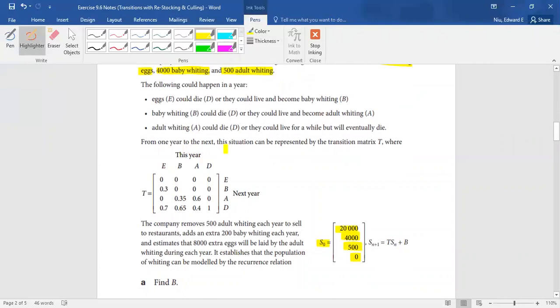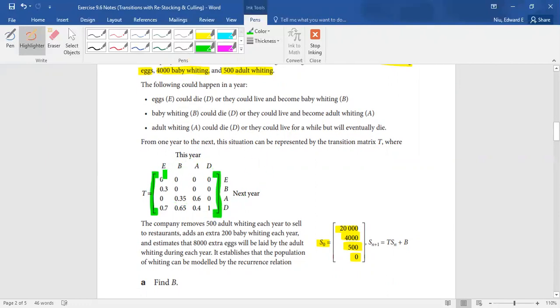From one year to the next, this situation can be represented by a transition matrix T, where if this is the year that we've got the original starting eggs and baby whitings and adult whitings, well, the next year there's going to be some deaths. There's also going to be some newborns. So what they're saying in this transition matrix, if we call this from memory, I think we had our transition matrix as green. I'm hoping it's the same as exercise 9.5 and 9.4.